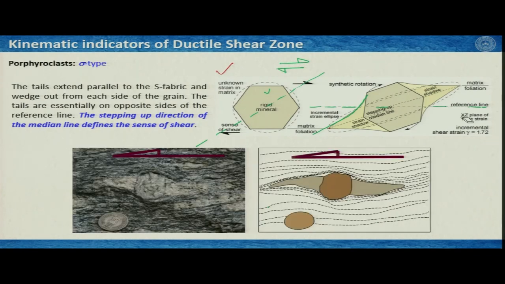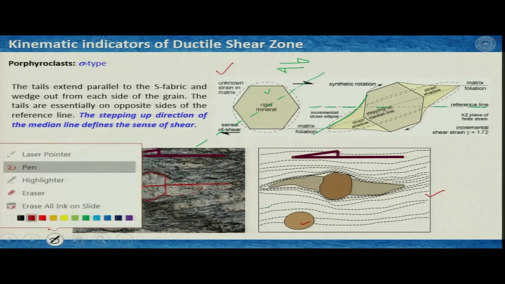Now, let's have some examples. What we see in this image is the rigid mineral grain. And this is the strain shadow that we are looking at. The sketch is given here on the other side, and this is the scale. Now, what we see here is that this must be the reference line of this.